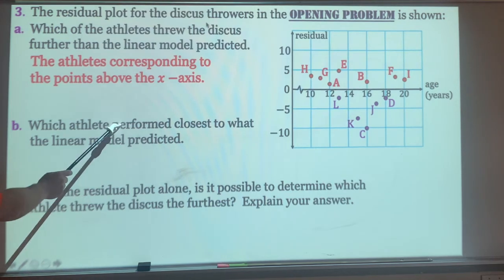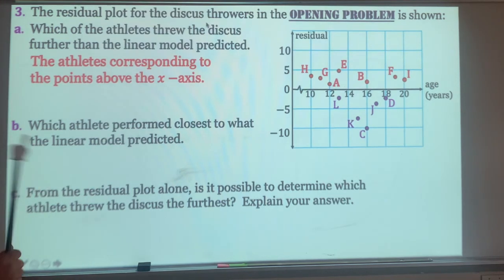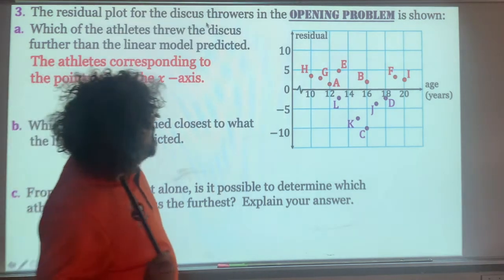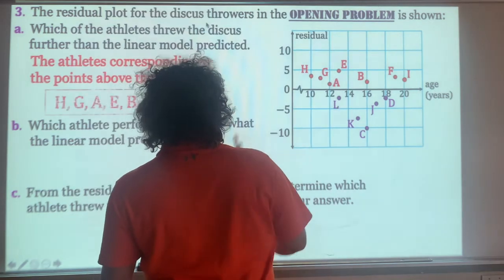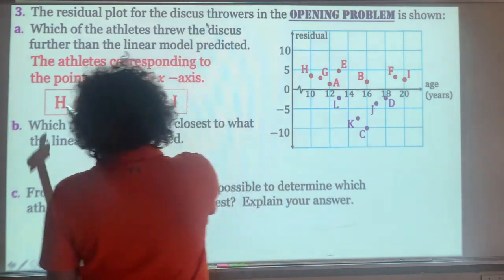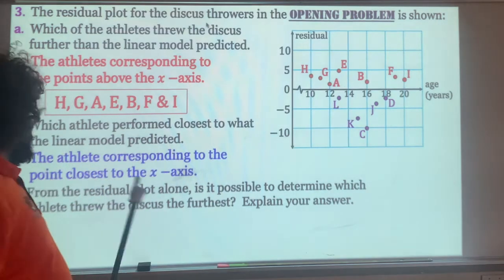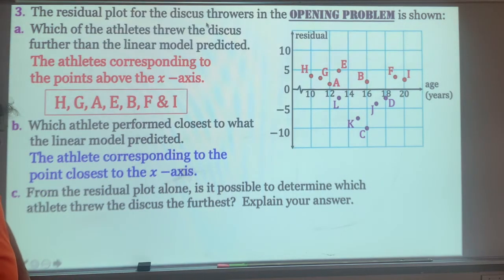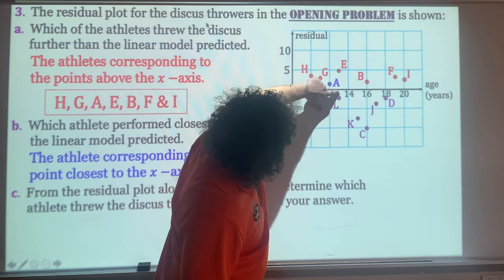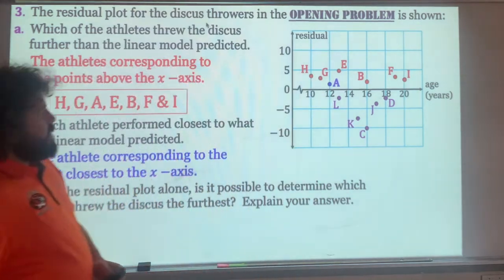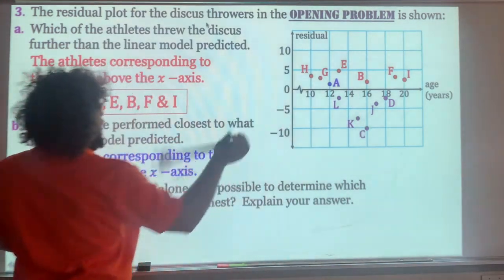Which athlete letter do you think performed closest to what the model predicted? So how do you figure that out, do you think? That is the one that is closest to the line. So what letter do you think is closest to this line? A? Oh, sorry. And this one said at the closest point to the line, either A or L. Which one do you think? It is indeed A. A is the closest to the line. This is about 1 finger width, more than 1 finger width. D's pretty close too. A is the closest.